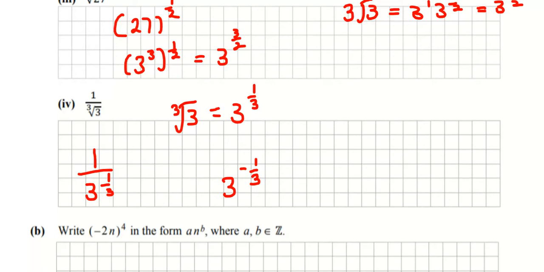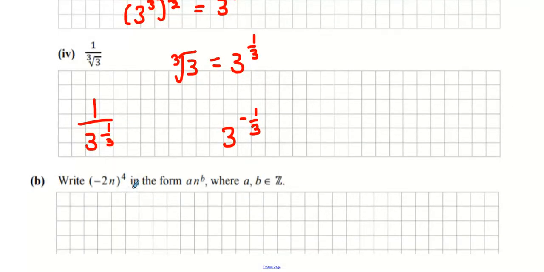Okay, next one. Write minus 2n to the power of 4 in the form a times n to the power b. Okay, so let's just multiply it out. Minus 2n by minus 2n by minus 2n by minus 2n.